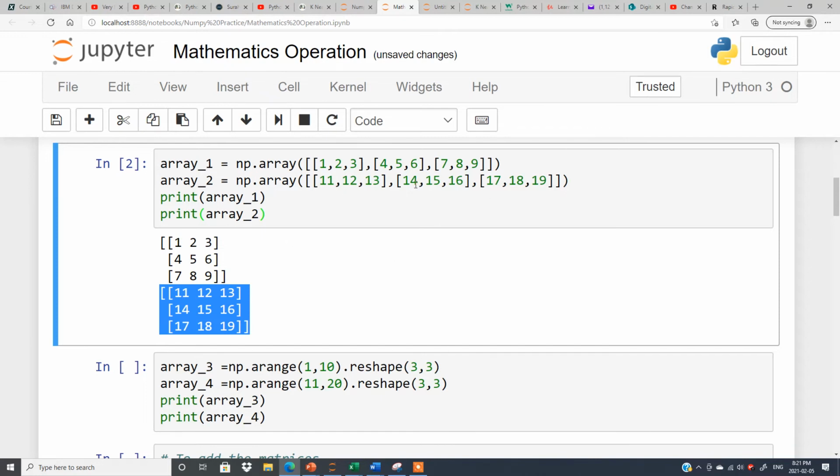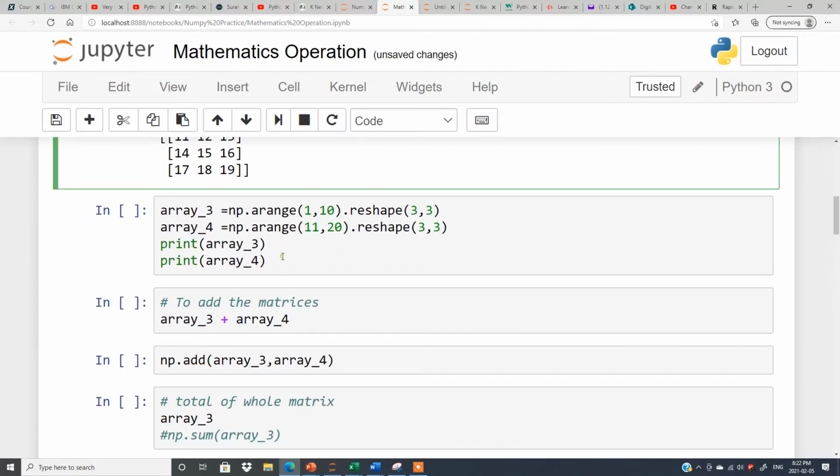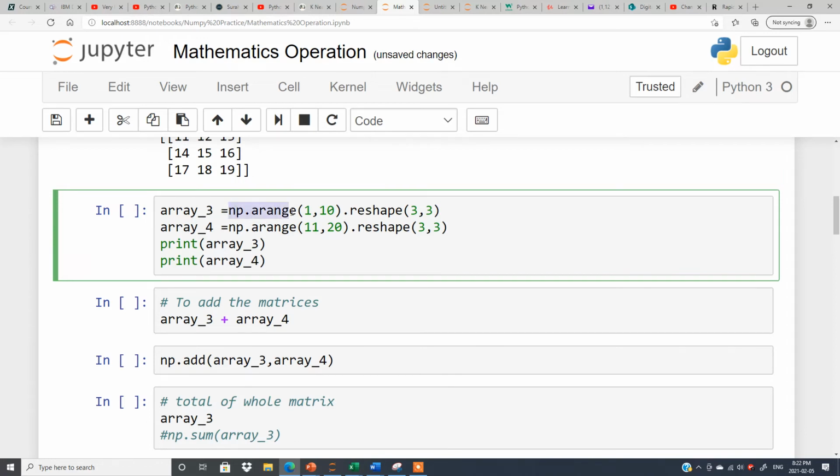So see, here you have to write down three separate lists, right? If you want to make the same matrix, we can use another syntax, np.arange, which we have learned in our last lesson. And here in the parentheses I wrote 1 to 10. So 10 is exclusive. It means with the help of the arange function we will get a 1D array, and here I have used the reshape function. So reshape will convert into 2D or 3D.